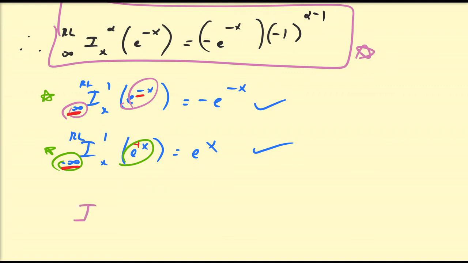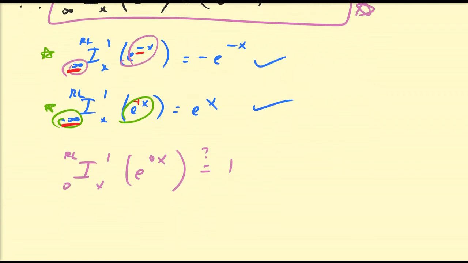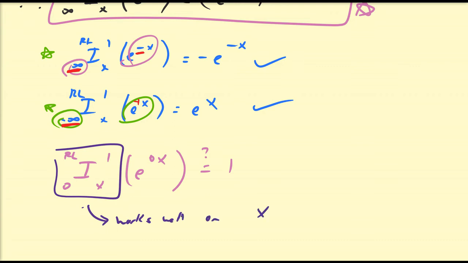So what if I choose the Riemann-Liouville with base point 0 of order 1 of 1? Now let's consider e to the 0x, right? So is this going to be equal to 1? Take a guess. So we know, at least, this operator works well on functions of the form x to the nu, right?